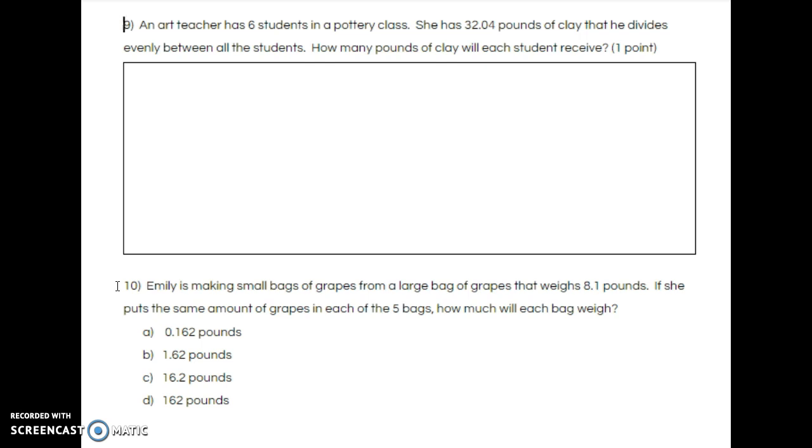Number 10. Emily is making small bags of grapes from a large bag of grapes that weighs 8 1/10 pounds. If she puts the same amount of grapes in each of the 5 bags, how much will each bag weigh? A. 162,000 pounds. B. 1 62 hundredth pounds. C. 16 2/10 pounds. D. 162 pounds.